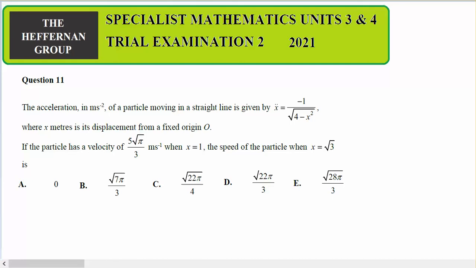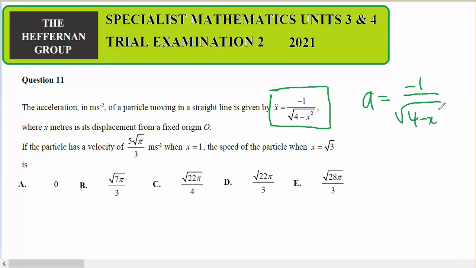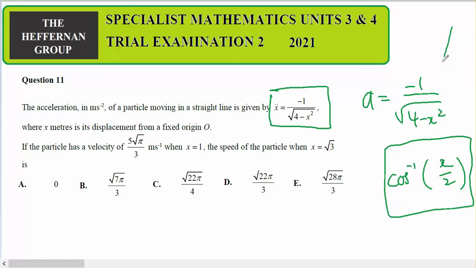Question number 11 is kinematics. I have an expression for acceleration. So what is in my head? My head is already, I can integrate this, and the integral of that will be the inverse cosine of x on 2. So that's sitting in my mind that they've deliberately given me something that I can anti-differentiate.